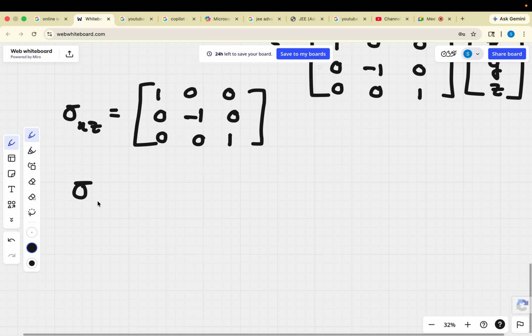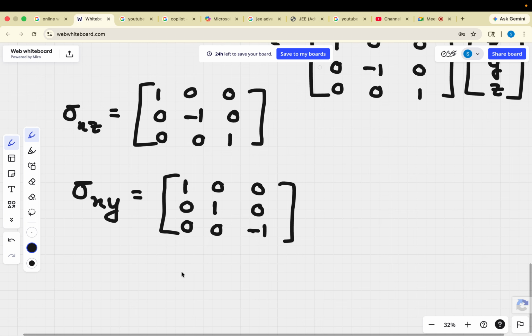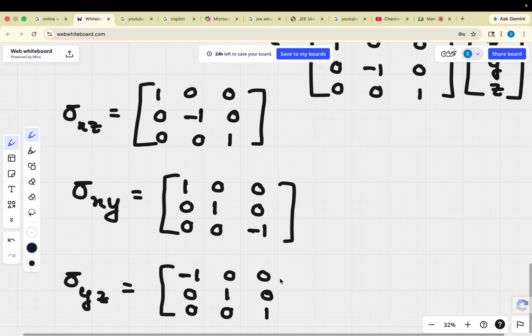Similarly I can write down for sigma xy. Sigma xy, so tell me, x and y will not change, so write down 1 0 0. Y will also not change, 0 1 0, but z will change, so it will be 0 0 minus 1. Sigma xz, sigma xy, and another one is your sigma yz. That means y and z will not change, but x will change, so you will get minus 1 0 0, then 0 1 0, and lastly 0 0 1.